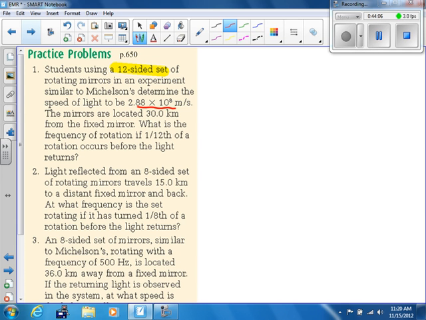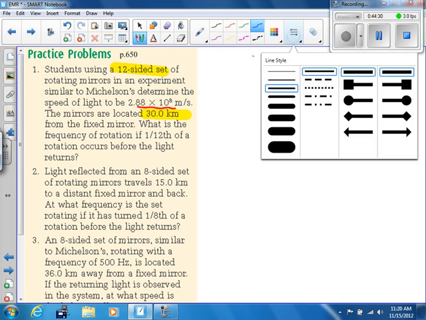So we're given the speed of light this time. The mirrors are 30 kilometers, as opposed to our standard 35 kilometers, away from the fixed mirror. What is the frequency of rotation if 1/12 of a rotation occurs before the light returns? So this time we're looking for F. Last time we were looking for V. This time we're looking for F.